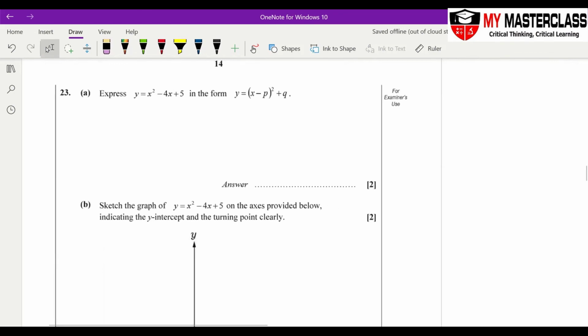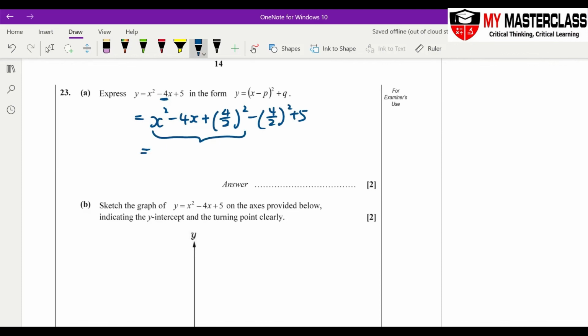All right. So when they ask you to do this, it means to complete the square. So x squared minus 4x. Usually my practice is look at this 4 divided by 2. Plus 4 over 2 squared minus 4 over 2 squared plus 5. So these three terms will complete the square. It will become x minus 2 bracket squared plus 1. So you have your completed square: y equals x minus 2 squared plus 1.